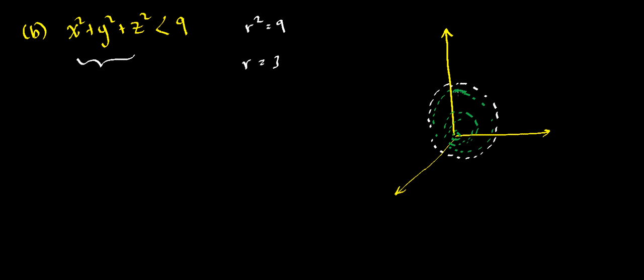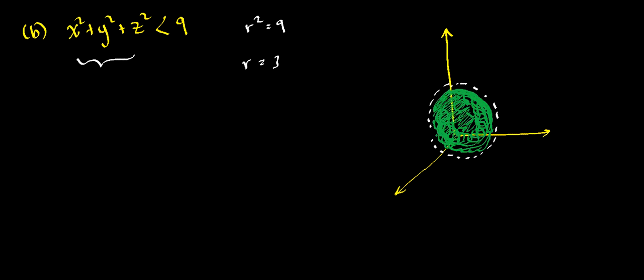located inside the sphere. So we're gonna have to shade the entire region inside our original sphere, whose radius was 3. We're gonna have to shade everything inside the sphere of radius 3, and the sphere of radius 3 is not included in the region. That's why I have it represented here as a dotted line.